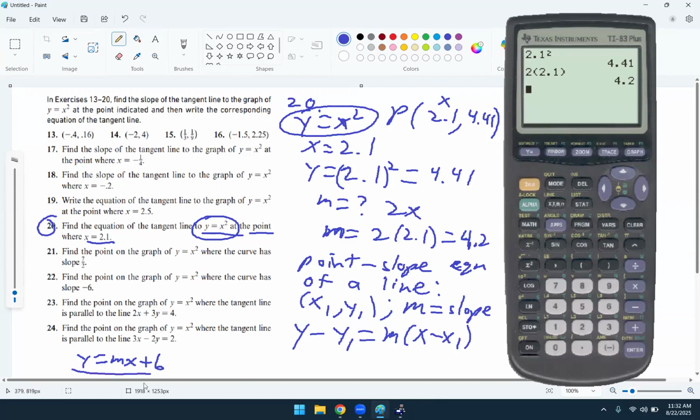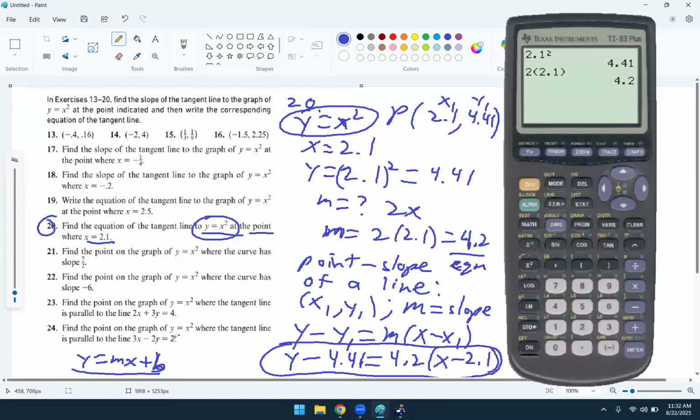So our answer is going to be using this format. Again, I would prefer mx plus b, but unfortunately your book doesn't give you that answer. It gives you the point slope equation of the tangent line. So there we have x1, y1, my point, 2.1, 4.41 for the y coordinate, and we have the slope, m. So there it is: y minus 4.41 equal to m, 4.2, times x minus 2.1. That's it. This is the point slope equation that your book wants you to have for the final answer.